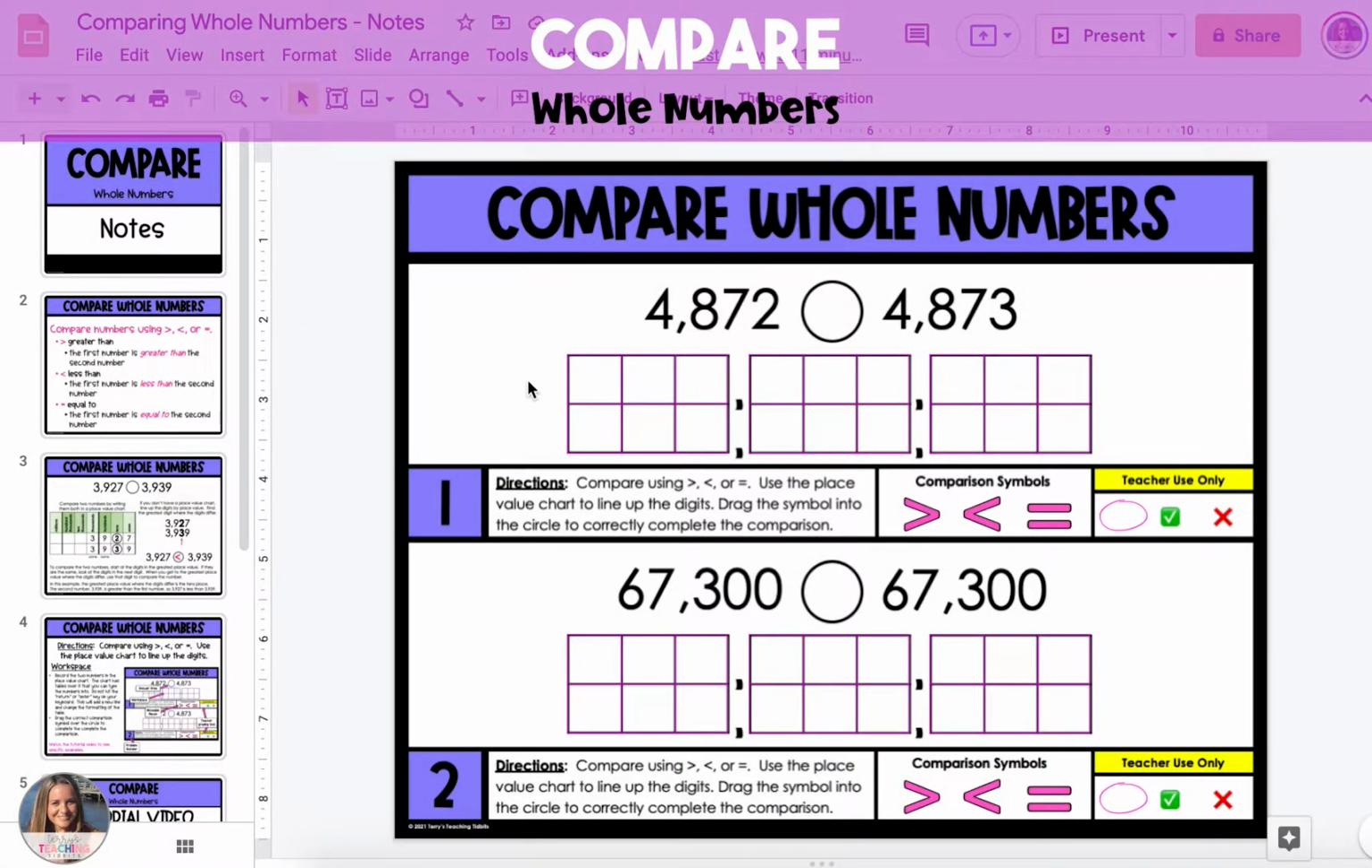In this video, I'm going to show you how to compare whole numbers using greater than, less than, or equal to. In the first example, we're going to compare the number 4,872 to 4,873.